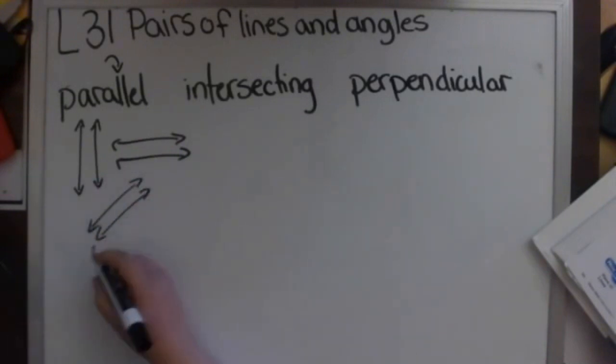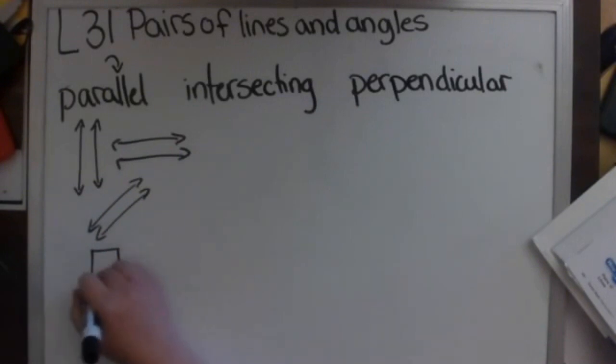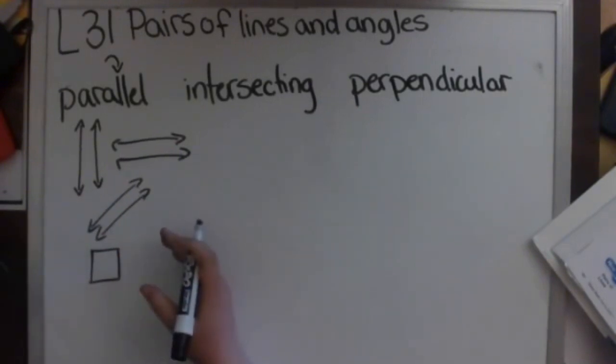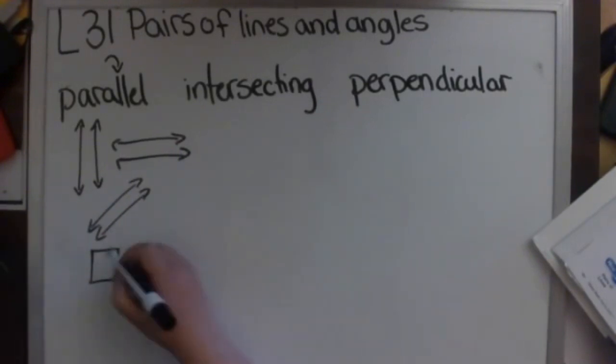A shape with parallel lines might be a square. A square is made up of two pairs of parallel lines. These ones are parallel and these ones are parallel.